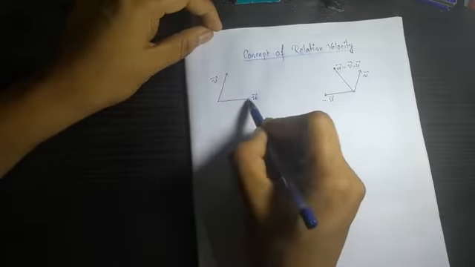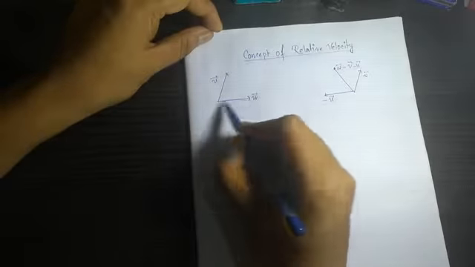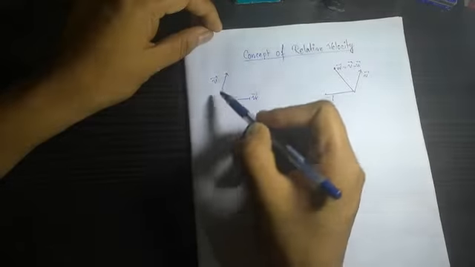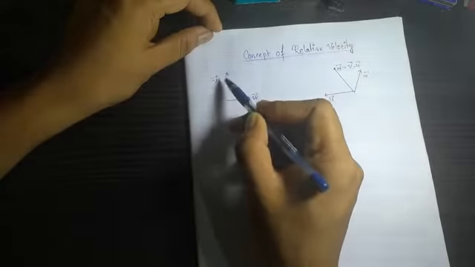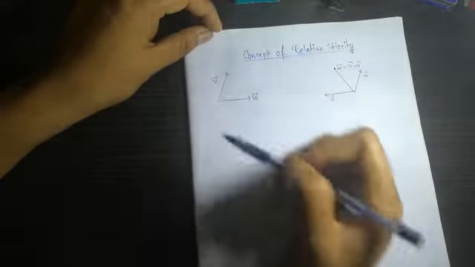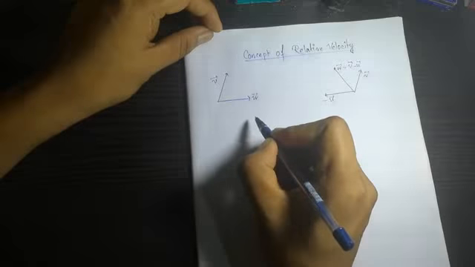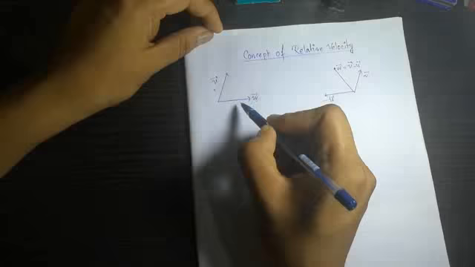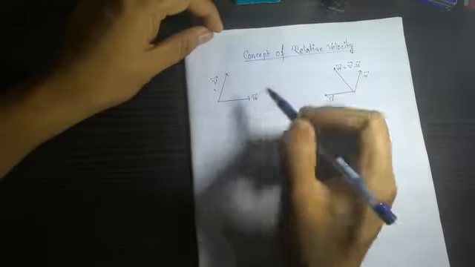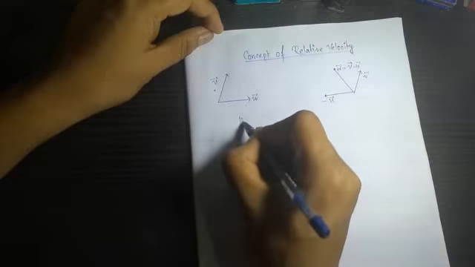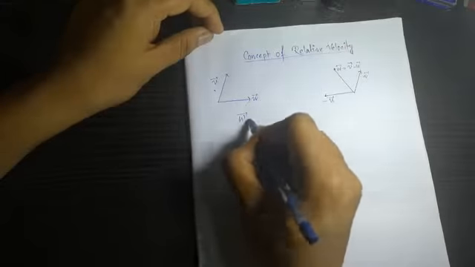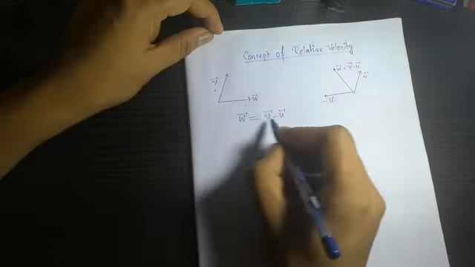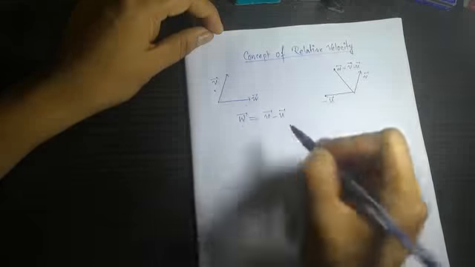Suppose a particle is moving with velocity u in this direction and another particle is moving with velocity v in this direction. Now if you are asked what is the velocity of the particle v with respect to u, well, the answer is the relative velocity, which we denote by w, equal to v minus u.